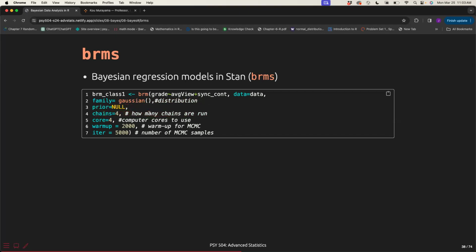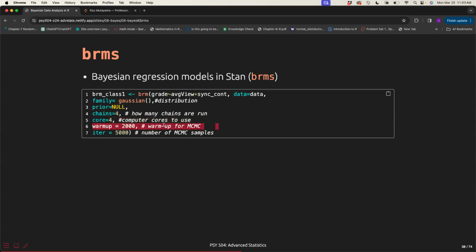So how many chains do you run? This is related to the Markov chain Monte Carlo sampling that's done to compute the posterior. And by default, we want to set this to 4. So we want to run these samples on 4 chains. Core relates to how many computer cores on your computer you want to use. This is to make the sampling more efficient and faster on your computer. We usually set this to 4. So each of those chains is going to run on each of those cores.